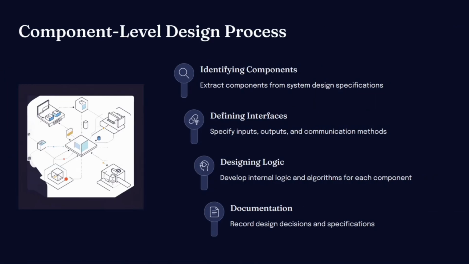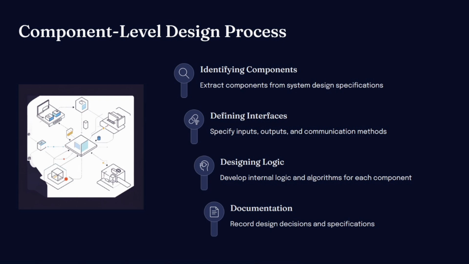Component level design process. Here are the various steps involved in component level design. The first one is identifying components. Here we extract components from system design specifications. At this stage, the overall system is broken down into smaller components based on the high level design. The second step is defining interfaces. Each component must clearly define what input it receives and what output it produces. This is called the interface of the component. It ensures smooth communication between the components.